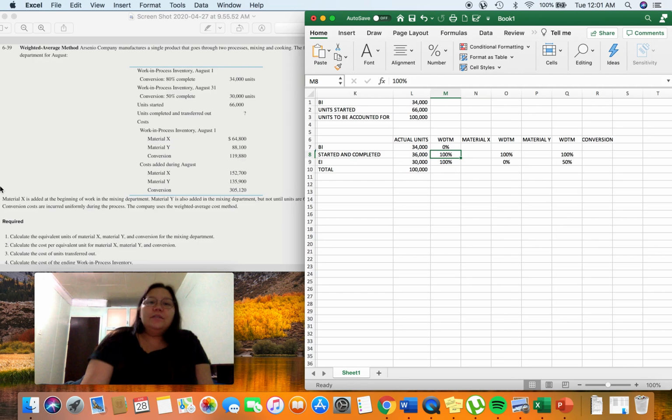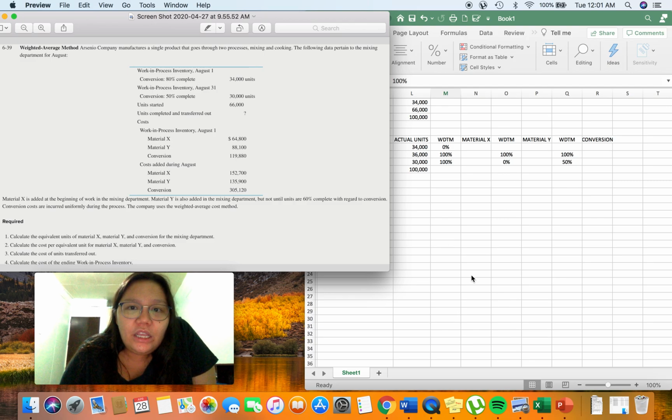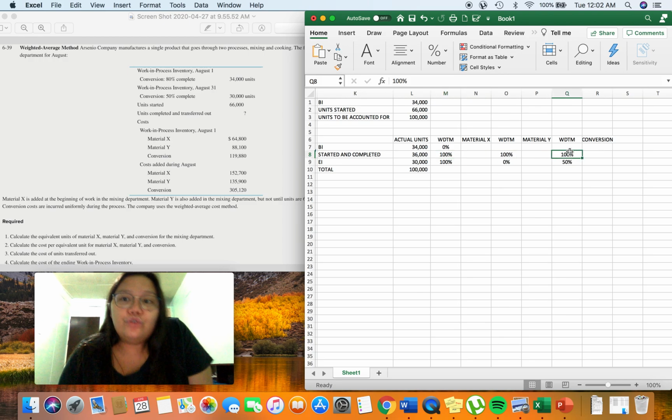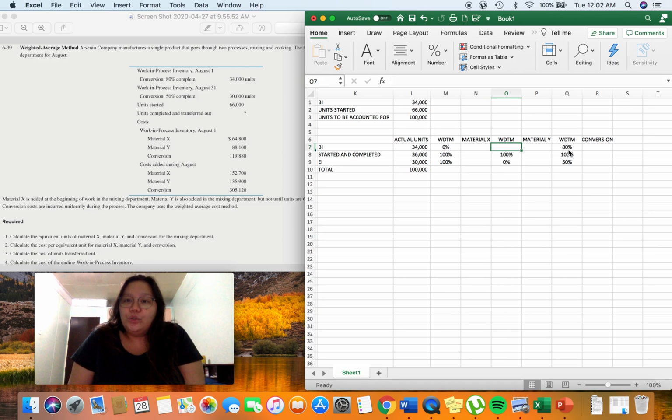Sige, so balikan natin. Sabi sa problem, material Y is also added in the mixing department, but not until units are 60% complete with regard to conversion. So, kailangan nating balikan yung percentage of completion natin or work done natin as far as conversion. So, based on the given information in the problem, the beginning inventory is already 80% complete as to conversion. So, lagay natin dito, binigay na niya eh, 80% complete as to conversion. So, if that is the case, 80% complete na pala siya as to conversion, kailan nakadaan na ba siya ng 60%? Diba? The answer is yes, 80 na nga eh.